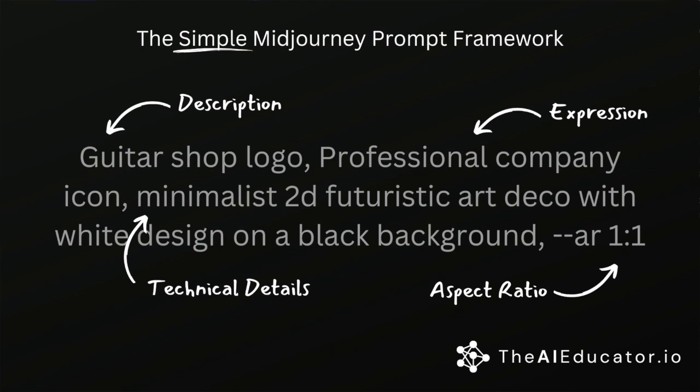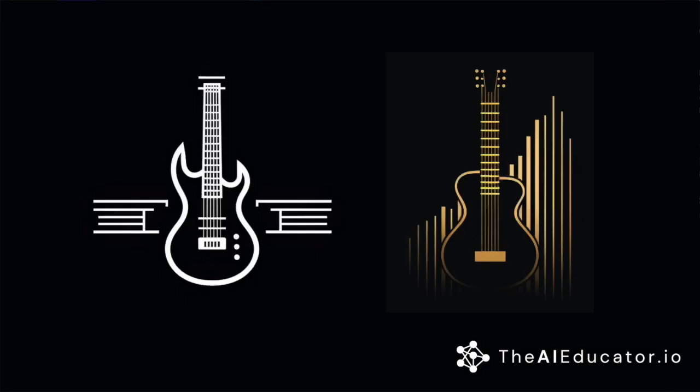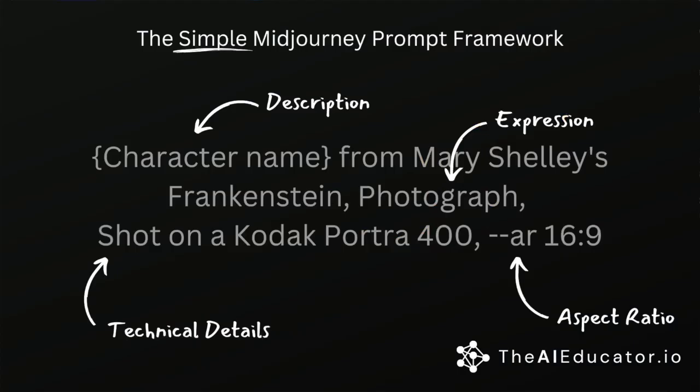So the expression is professional company icon, and the technical details here are minimalist, 2D futuristic Art Deco with a white design on a black background this time. And again, the aspect ratio is 1:1. And let's see what it comes out with. We've got these two images here that it's produced for us. Very simplistic, minimalist, like I asked for, for a guitar shop.